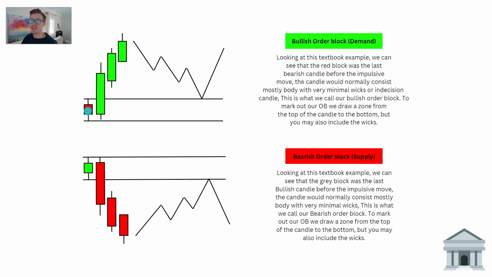Bullish order blocks are called demand zones, and it's usually the last down candle before an up move, whereas bearish order blocks are called supply zones, and these are usually the last up candle before the down move. Ensuring when these candles are indecision candles, I find those give a higher probability of success. And I always look to mark out the indecision candle.